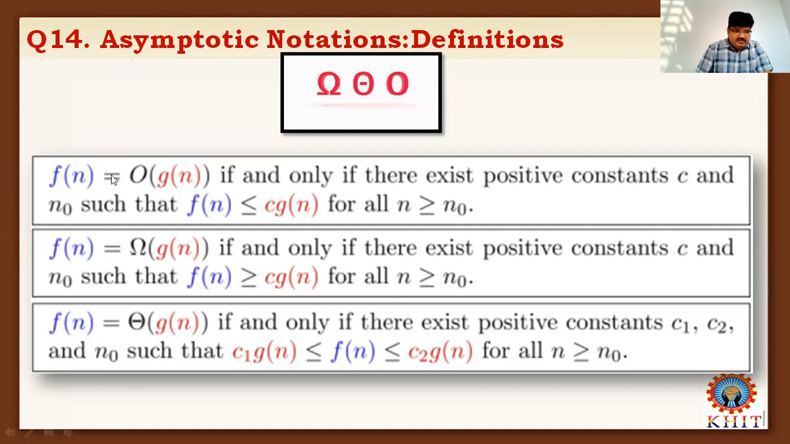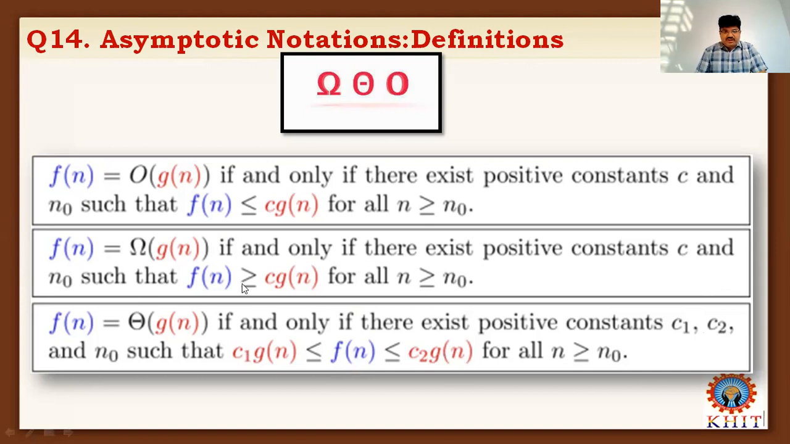So the first definition is for big O notation. The second definition is for omega notation, and the last is for theta notation. The theta notation definition: a function is said to be theta of g of n if and only if there exist positive constants. Here the constants are not limited to one. There are two different constants, namely constant 1 and constant 2, and the function lies between these two constants. The given function f of n lies between c1 and c2.